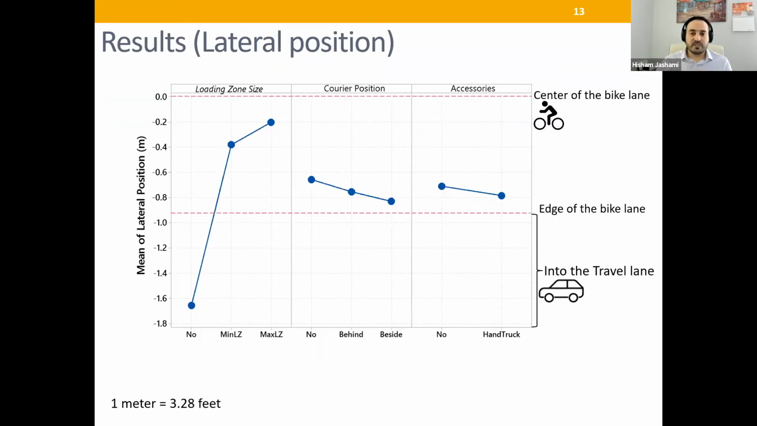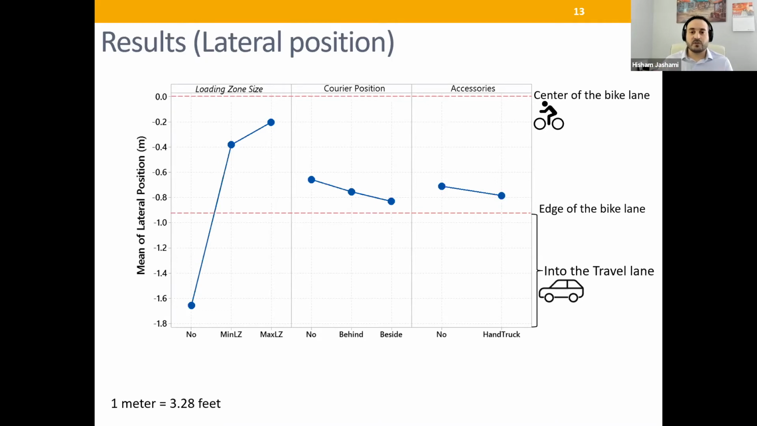So the first performance measure that we analyzed was the lateral position, how much a cyclist would diverge from their lane. A lot's going on here, so let's explain. The y-axis shows the mean of lateral position, where 0 means the center of the bike lane, and about 0.92 meter is the left edge of the bike lane, which is into the travel lane side.